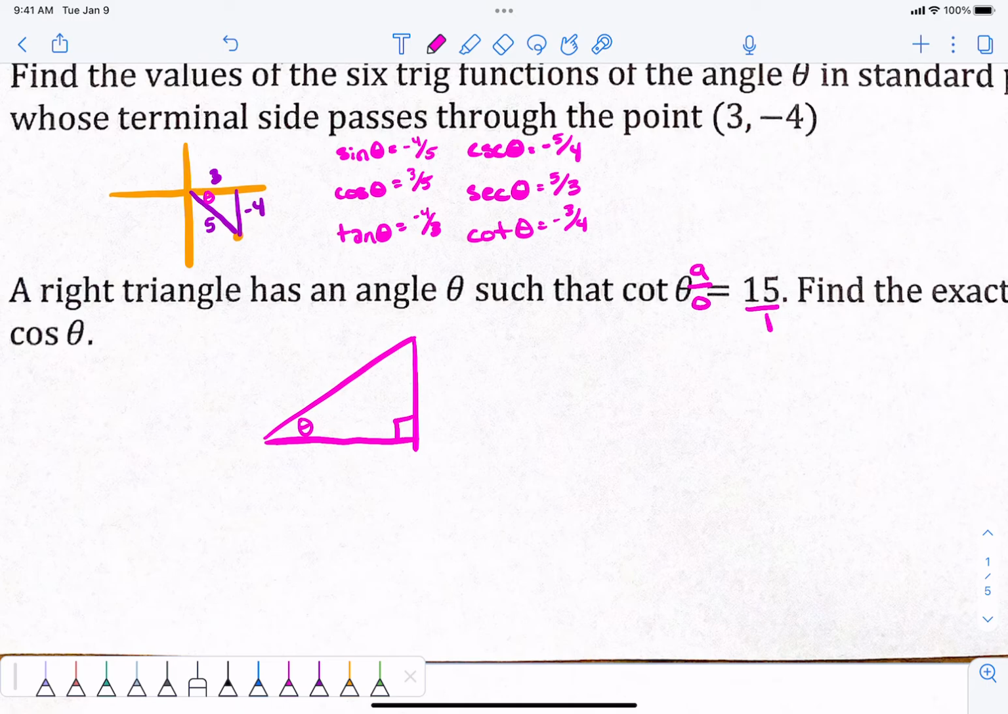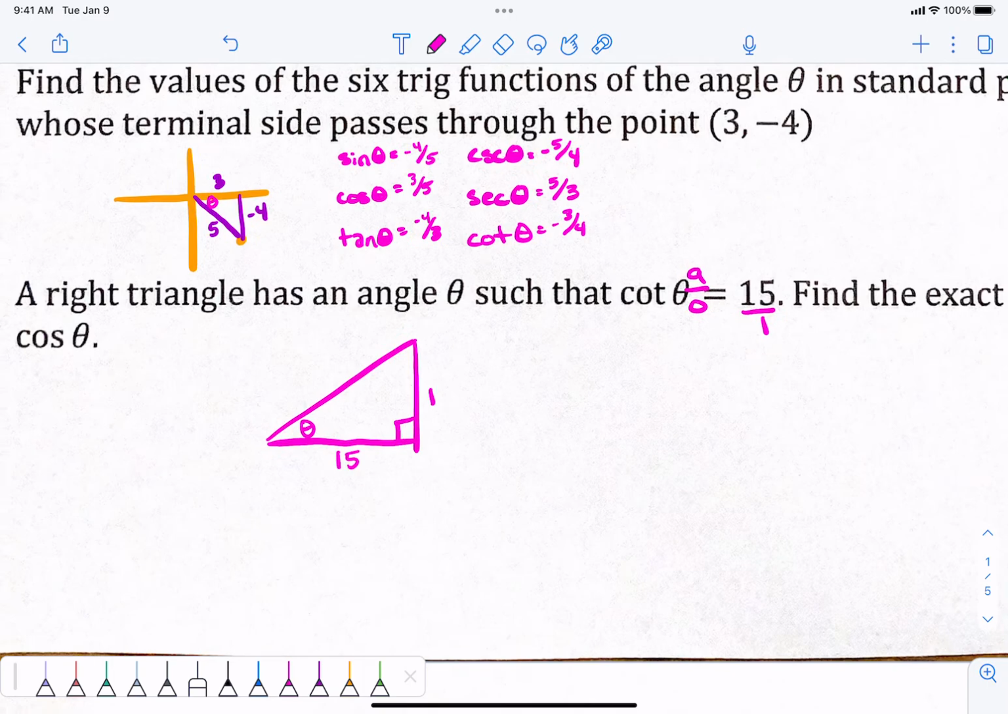So the adjacent side will be 15, the opposite side will be 1. Make sense? Yeah? They want us to find the exact value of cosine. So theta lives there. They want cosine of theta, and cosine is adjacent over hypotenuse. We know the adjacent side is 15, but we don't know the hypotenuse, so we have to find it.